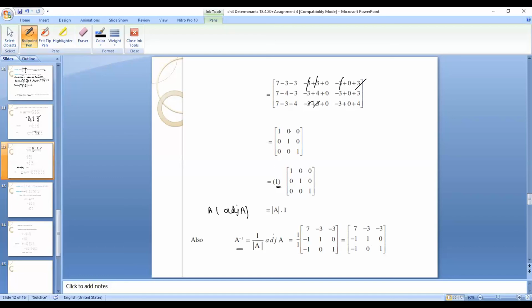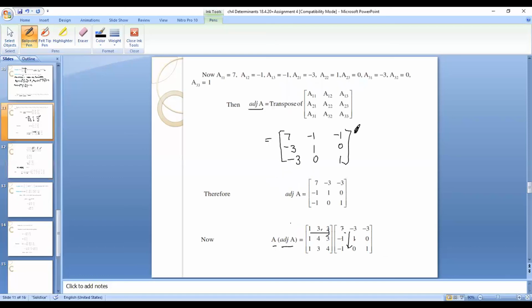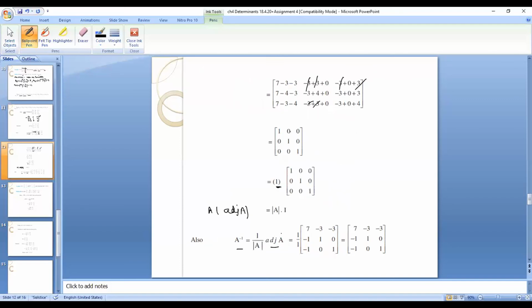For finding A inverse, first you will find adjoint A. For finding adjoint A, first you will find all the cofactors. You will write all the cofactors in a matrix. You will take its transpose. That will be adjoint A. To adjoint A, you will divide it with the determinant. That will be your A inverse, right?